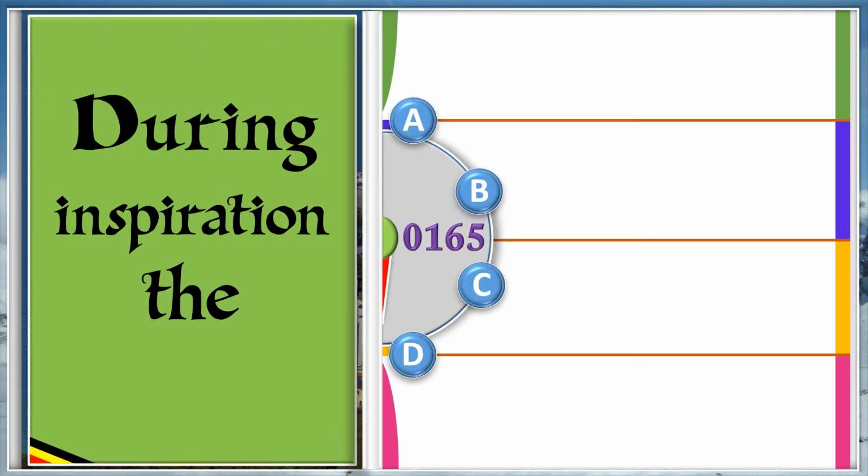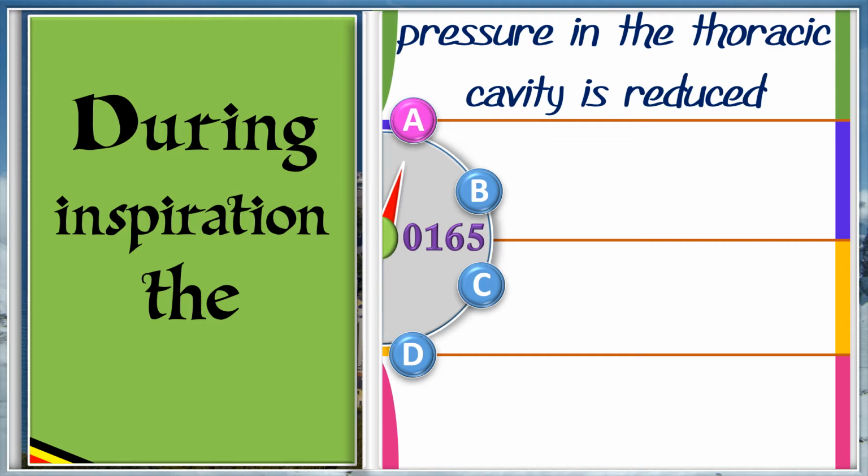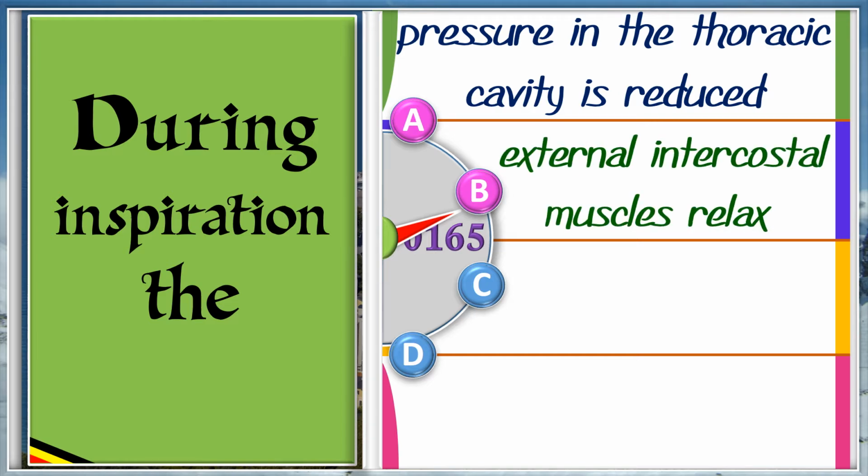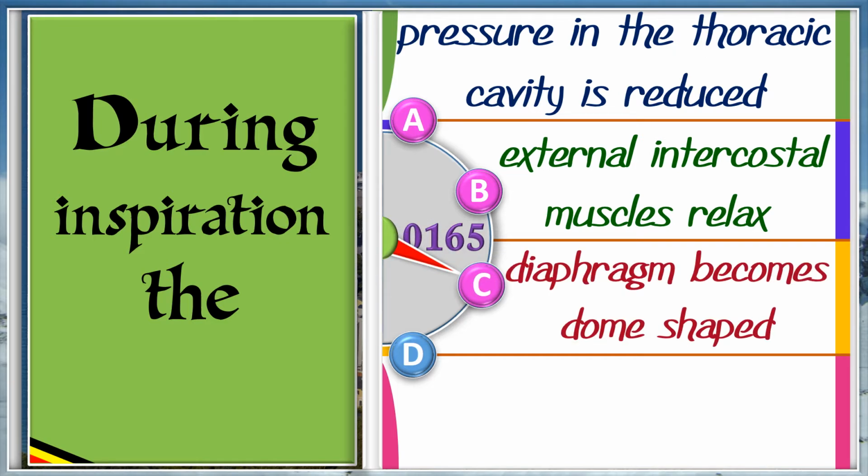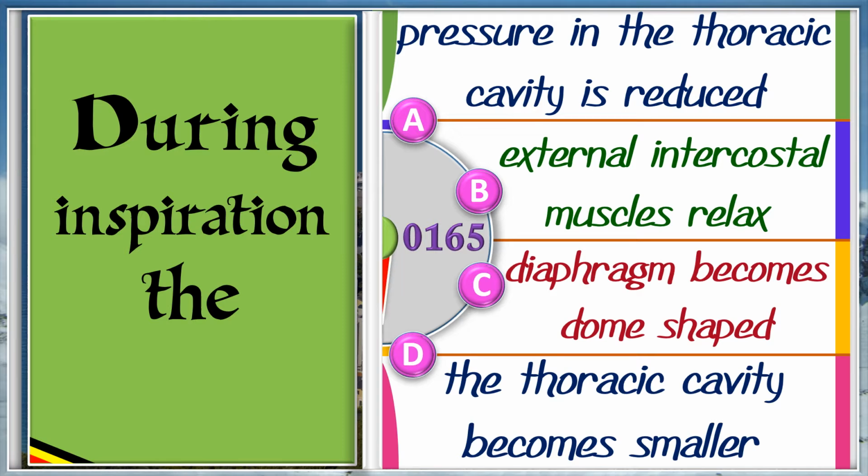During inspiration: A. Pressure in the thoracic cavity is reduced. B. External intercostal muscles relax. C. Diaphragm becomes dome-shaped. D. The thoracic cavity becomes smaller. And the answer is A. Pressure in the thoracic cavity is reduced.